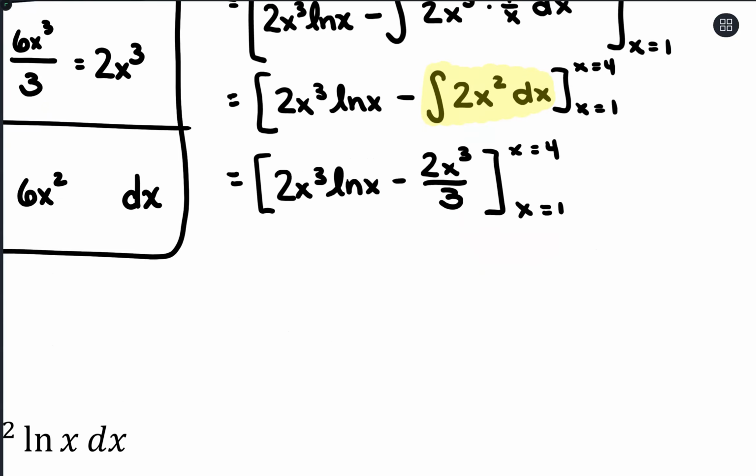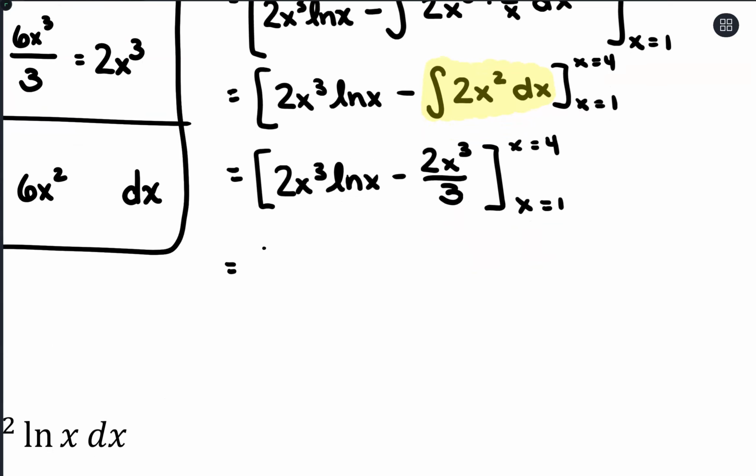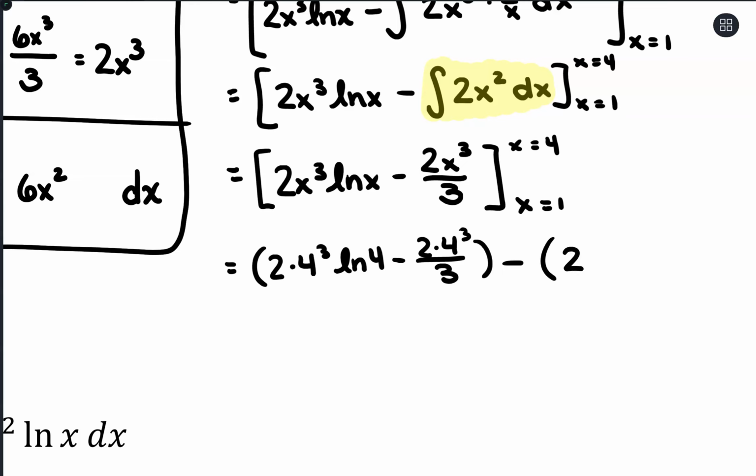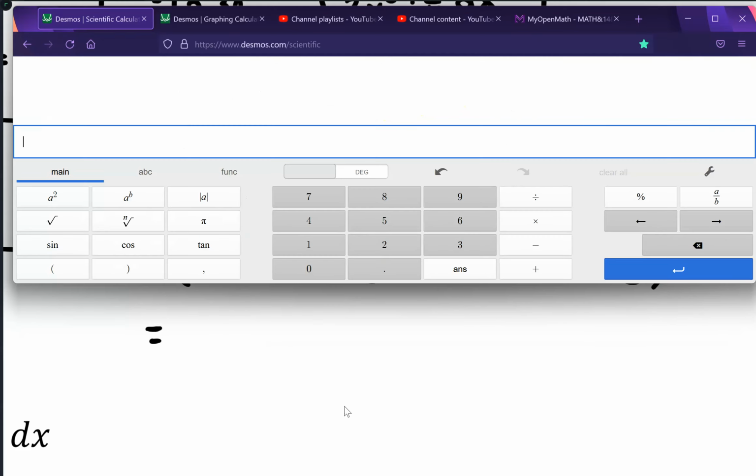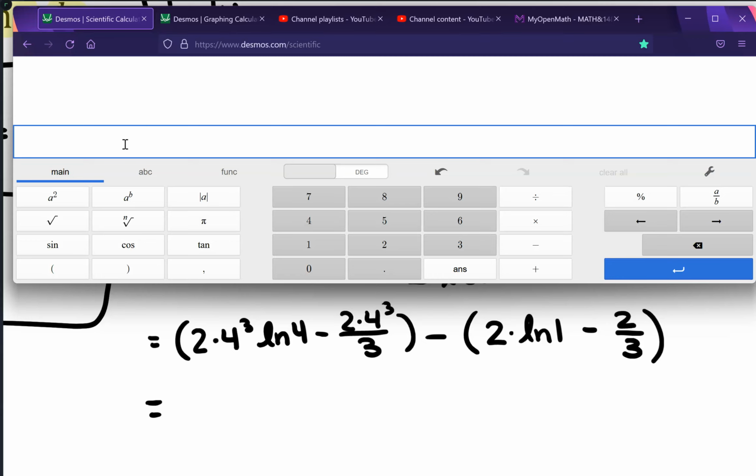So now we can substitute in for x. I'm going to be taking 2 times 4 cubed natural log 4 minus 2 times 4 cubed over 3, minus, and let's see, 2 times 1 times natural log of 1, which is 0, minus 2 times 1 over 3. And with that, we can just go ahead and plug into the calculator at that point. So let's go to the calculator. It doesn't need to be super simplified before going.